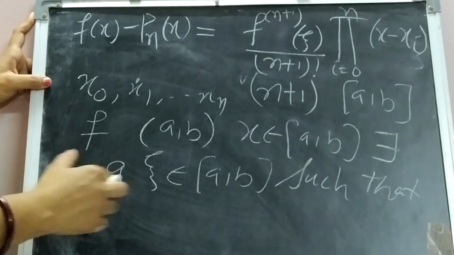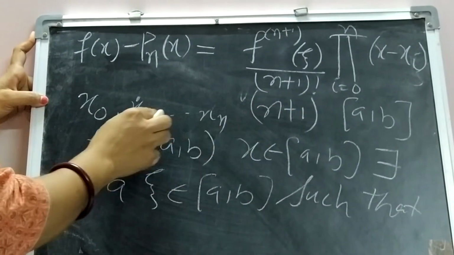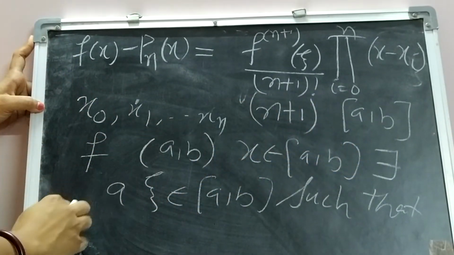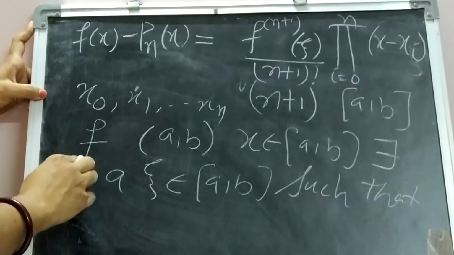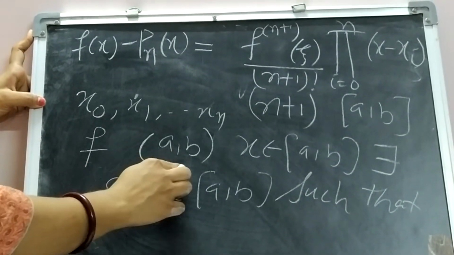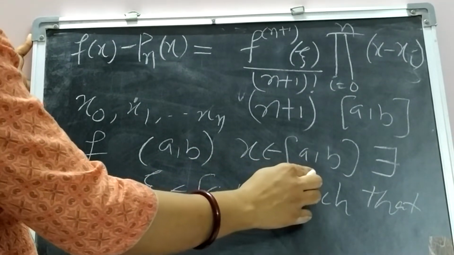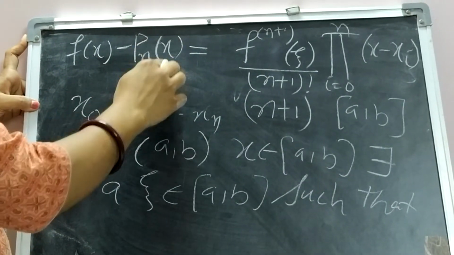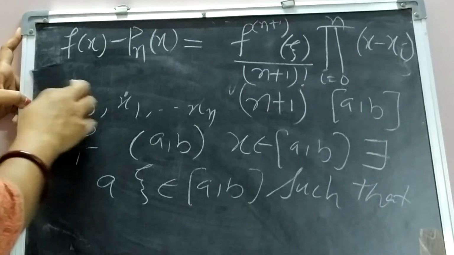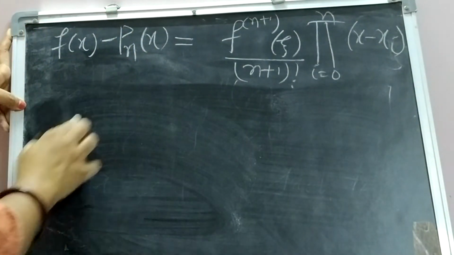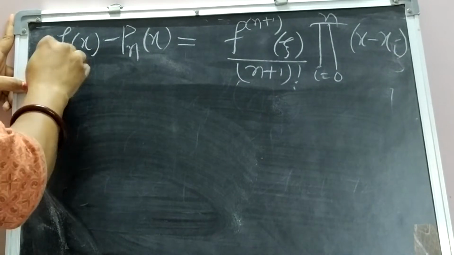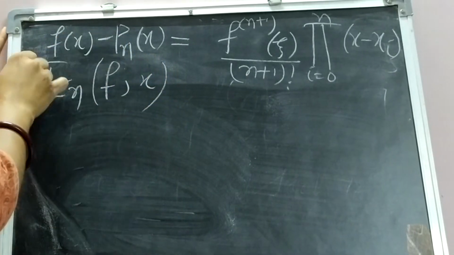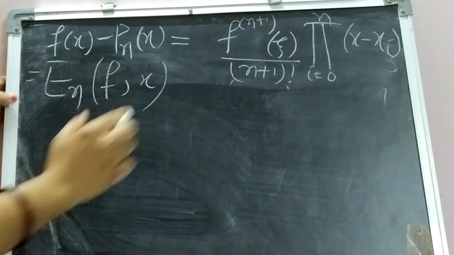So just quickly revise once. We have n plus 1 distinct data points in the closed interval [a, b]. f is a function continuous in closed interval [a, b], and it has n plus 1 continuous derivatives in this open interval. Then for any x belongs to [a, b], there exists a xi belongs to this interval such that f(x) minus pn(x) is given something like this. So this we need to prove. This is the interpolation error for nth degree. So we denote this as En(x). We also denote this as this. So this equal to this we need to prove.